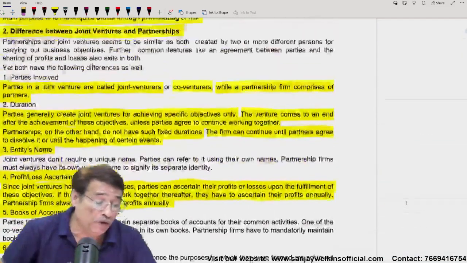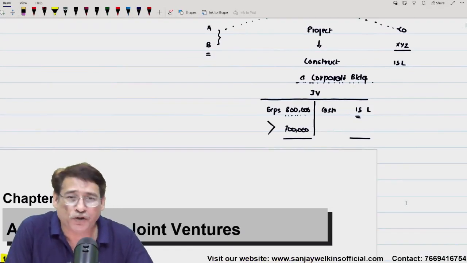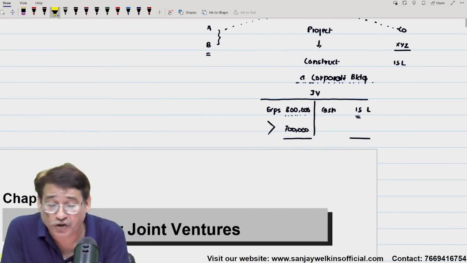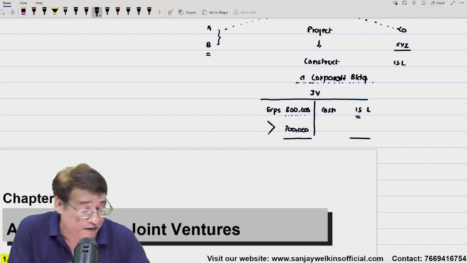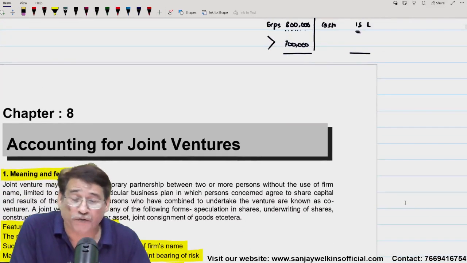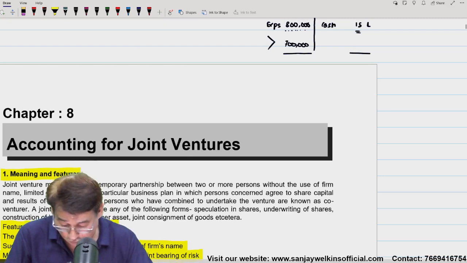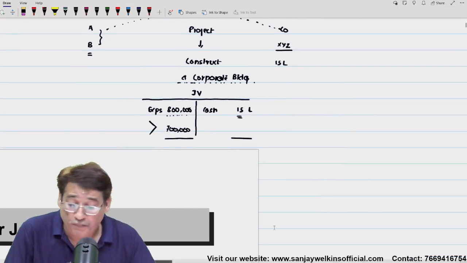Now, coming over to the next topic. After acquainting ourselves with what we mean by joint venture, and with the features and the differences between the partnership and the joint venture, the next point is that we will talk about the methods of accounting in this particular chapter. What are the methods of accounting? Just to elaborate the point, let me create some space for myself. Now we come over to the methods of accounting.